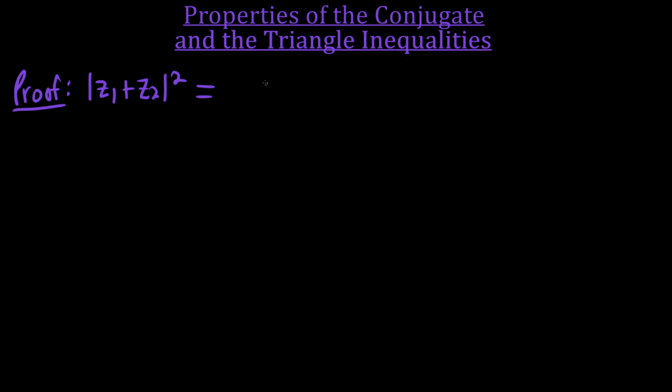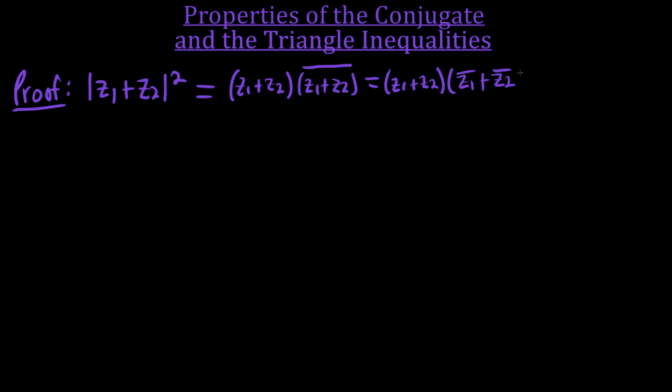So let's go ahead and write that out. So this expression is equal to z1 plus z2 times the conjugate of z1 plus z2. Great. Now by property A, we can say that the conjugate of z1 plus z2 is equal to the conjugate of z1 plus the conjugate of z2. So we can rewrite this as z1 plus z2 times the conjugate of z1 plus the conjugate of z2.